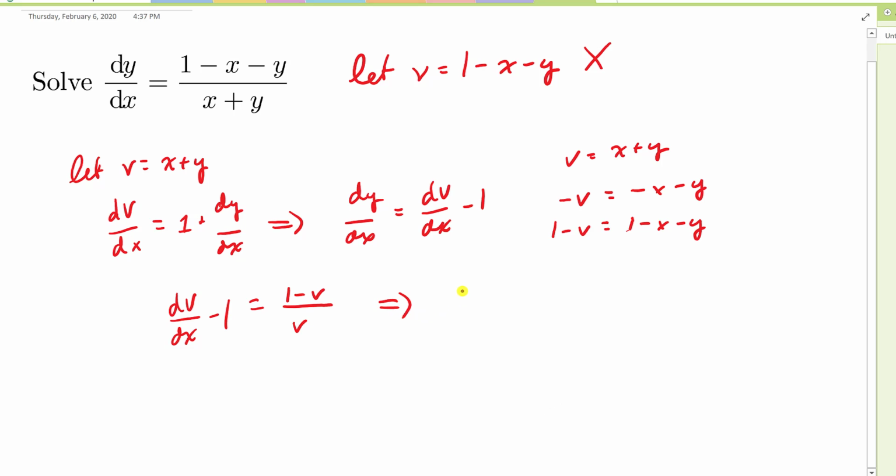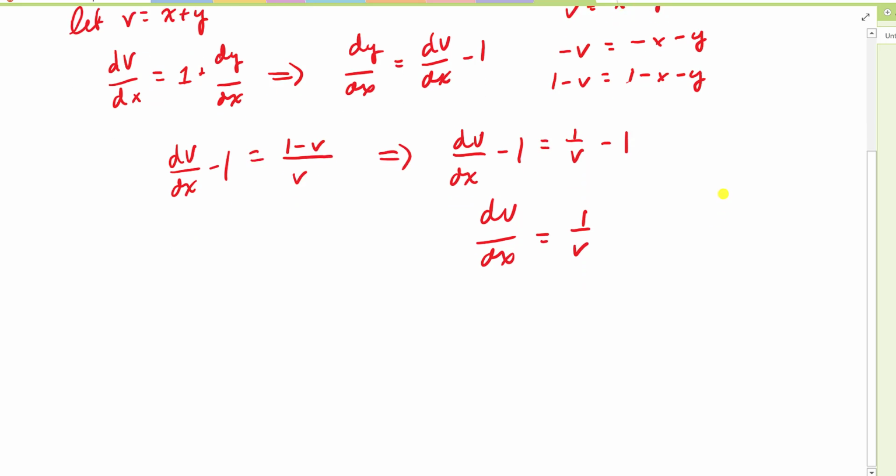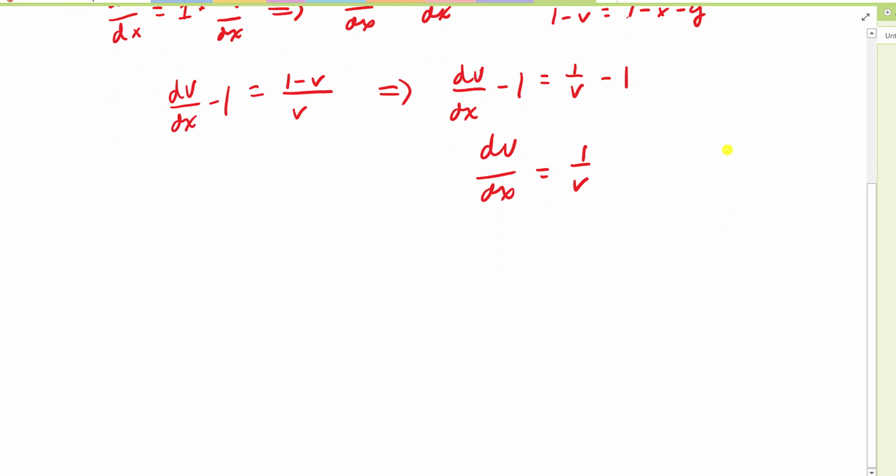Let's clean this up. This gives us that dv/dx minus 1 is equal to (1 minus v) over v, which is 1 over v minus 1. So that just tells us that dv/dx is equal to 1 over v. The purpose of this substitution is that we are now able to write this as a separable equation, like we have here. So if I go ahead and manipulate the two fractions, we have that v dv is equal to dx.